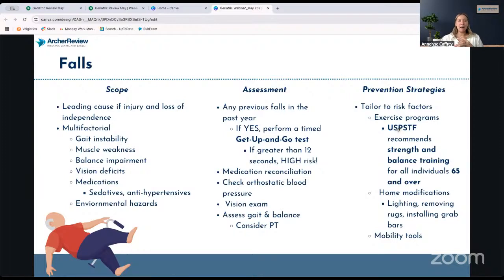In fact, I'll let you guys know falls are like the number one cause of injury and hospitalization in older adults. So you always want to make sure you're asking, have you fallen in the last year? And if they say yes to that, you're going to do a TUG test, the Timed Up and Go test. What you do is you have them stand up, walk 10 feet, turn around, come back to their chair and sit back down, and you time them during that. If it takes them longer than 12 seconds to perform that task, they're considered high risk for falls.